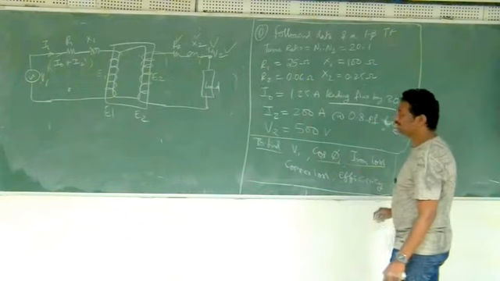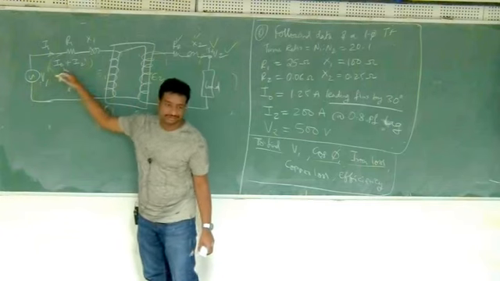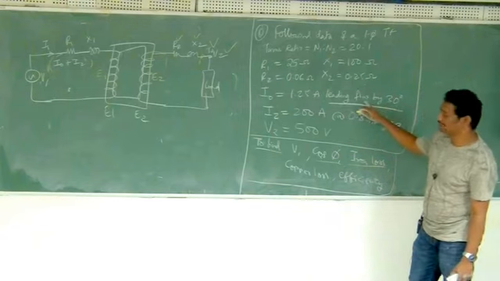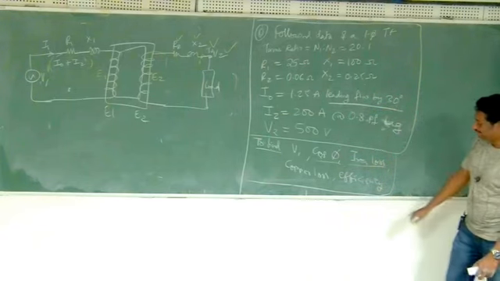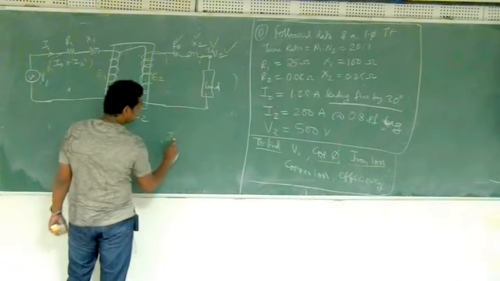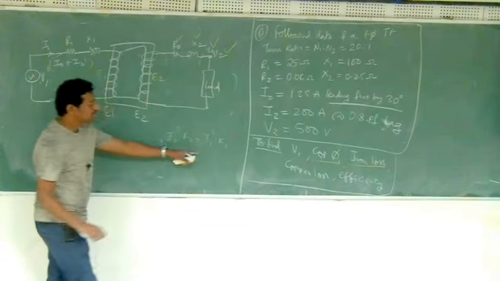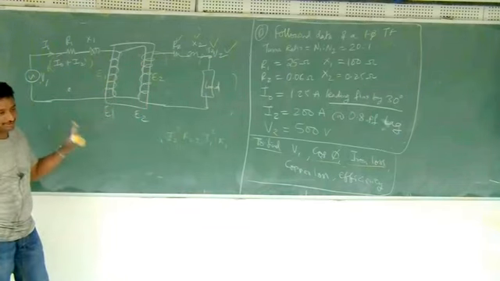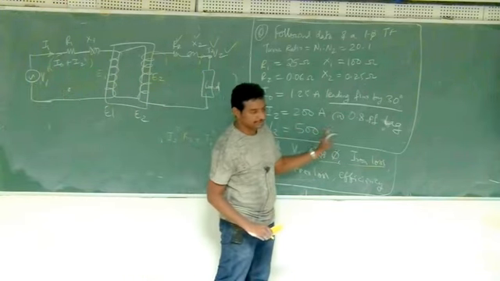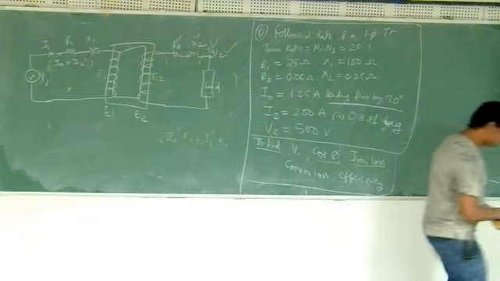Then what is the iron loss? Iron loss is nothing but V1 into I0 into cos phi 0. Cos phi 0 is also given to you based on this angle, so iron loss you will know. What is copper loss? You can do I2 square R2 plus I1 square R1, and you will get the copper loss. So you know the output, you know the losses, and you can calculate the efficiency.